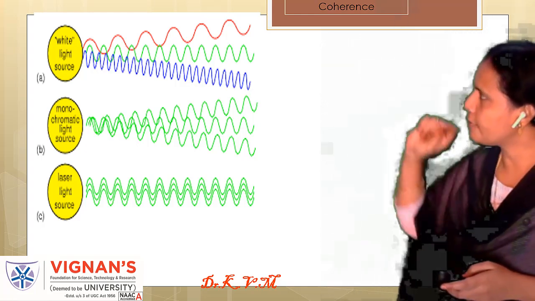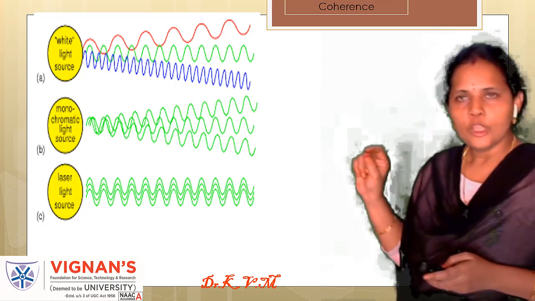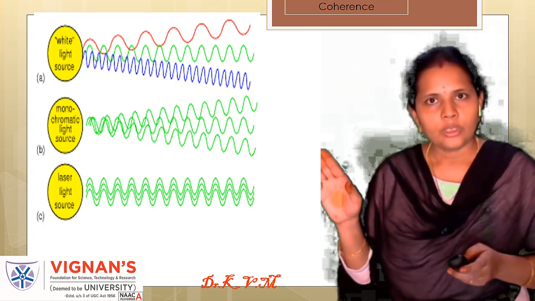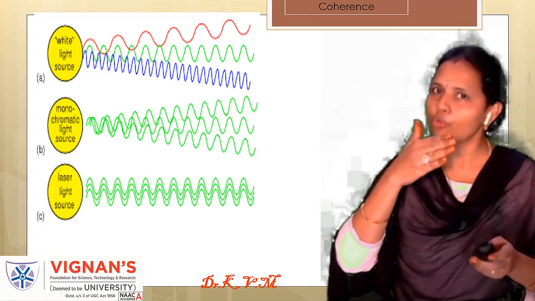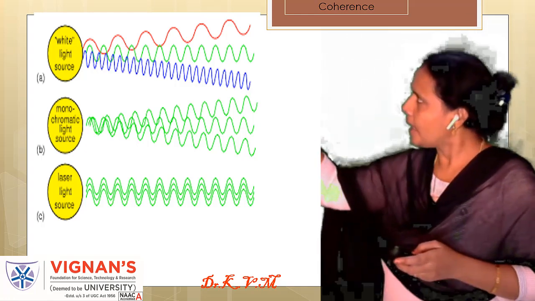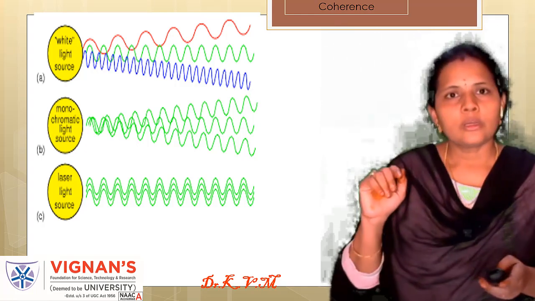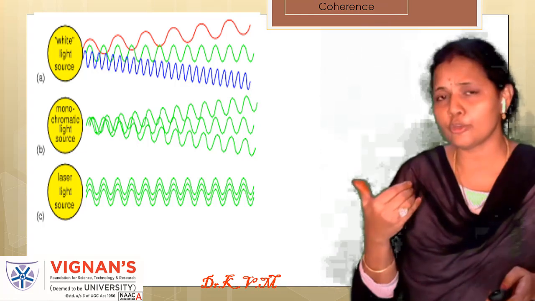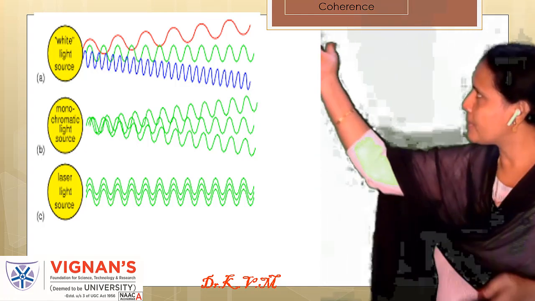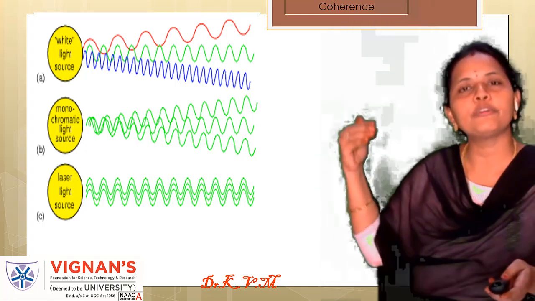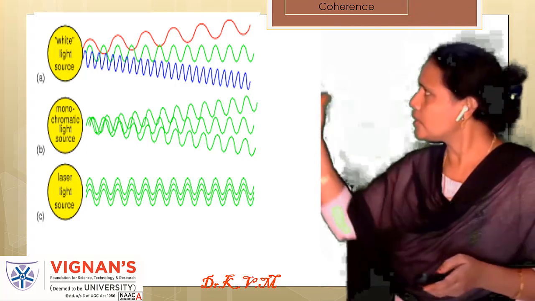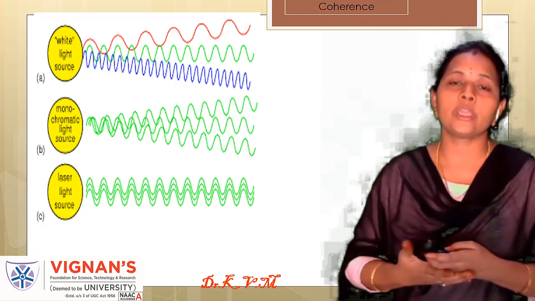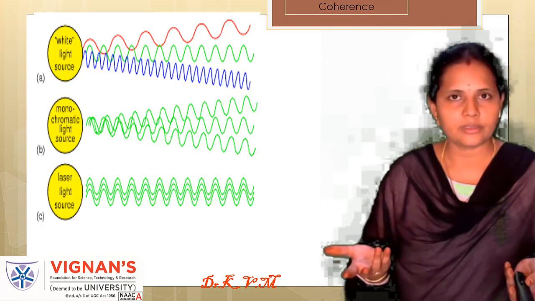In the first figure, that is figure A, you are using a normal white light source which is polychromatic. You already know that. That's why the emitted radiation can give different wavelengths. How can I say that it is producing different wavelengths? The representation is with three different colors. So the waves have various wavelengths and they are traveling in various phases.